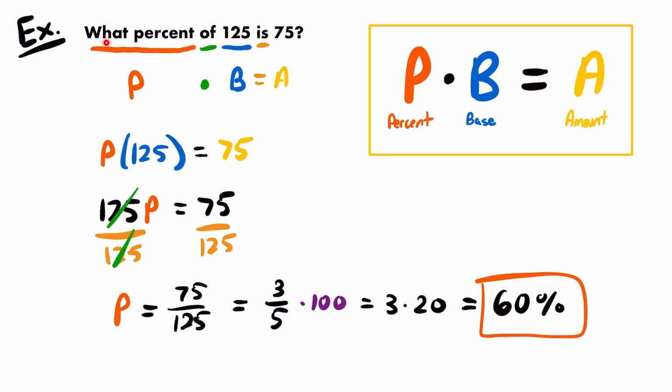Right? The question asked what percent of 125 is 75? Well, now we found that it is 60%. Okay, let's take a look at another example.